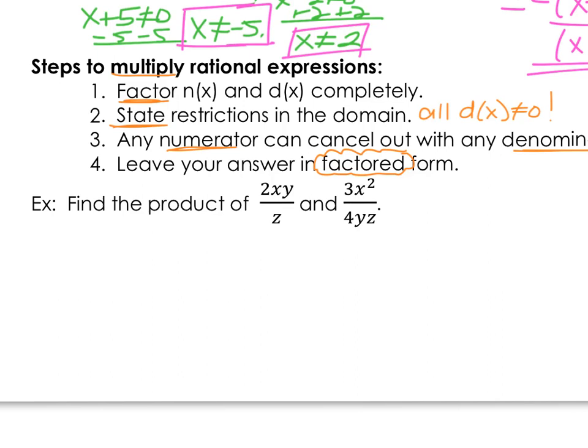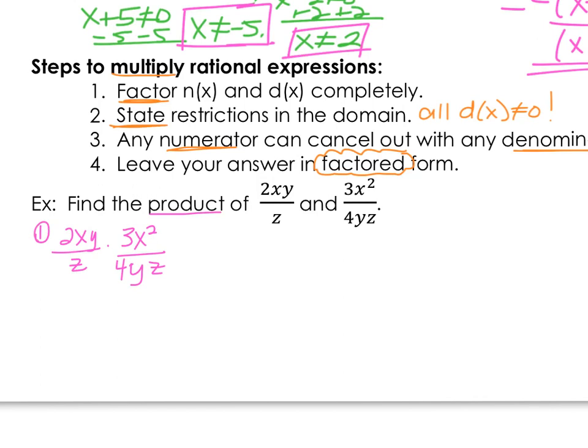For our first example, find the product of 2xy over z and 3x squared over 4yz. So if we have 2xy over z, nothing actually factors. Remember, things are only factorable when there's addition and subtraction involved. But if we're finding the product, I'm just going to put a times in between. And then check out the second fraction, 3x squared over 4yz. And again, nothing factors here. So step 1 is kind of done for us. Thanks, step 1. There we go.